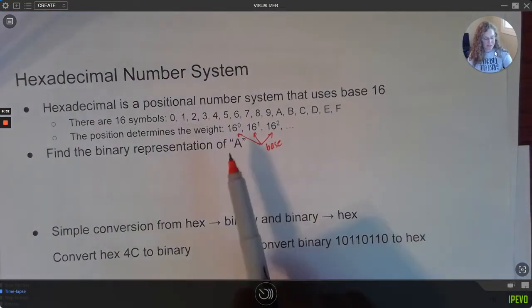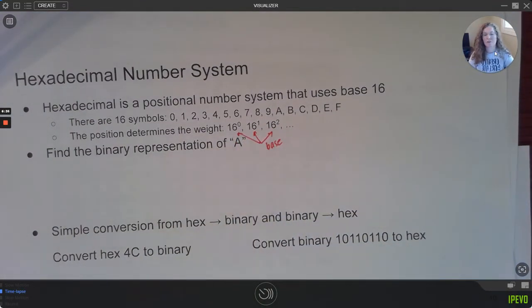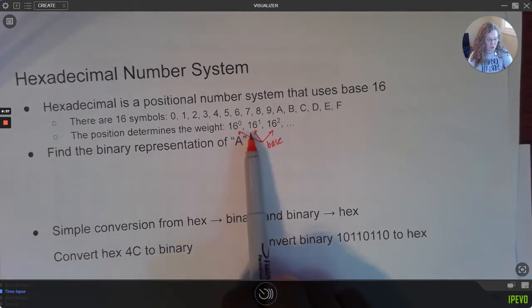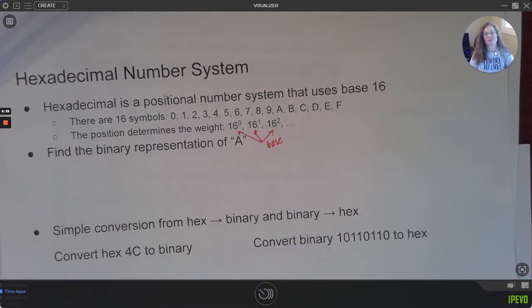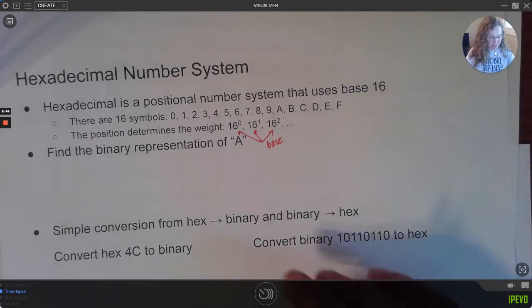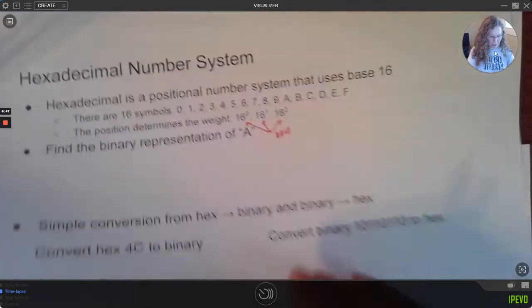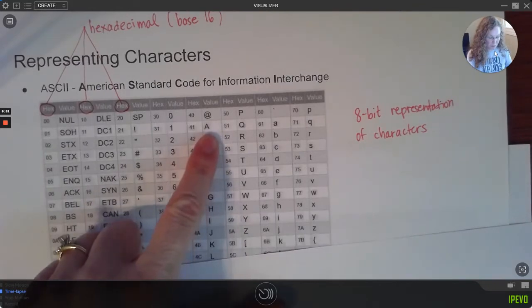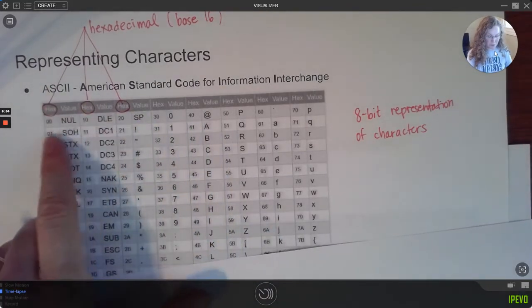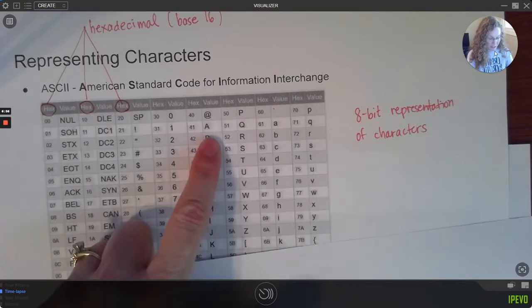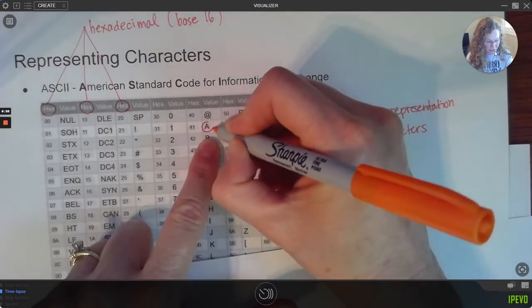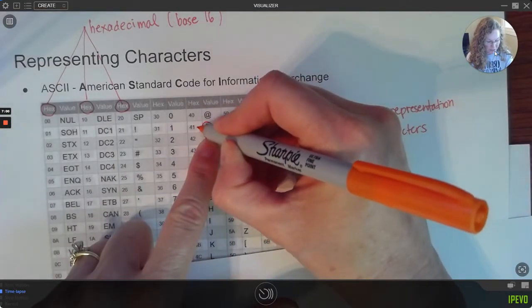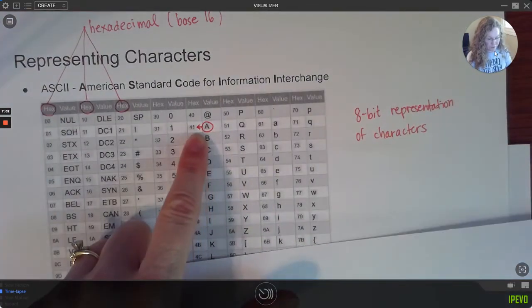Remember, we had 10 here when it was the decimal system. We had 2 here when it was the binary system. Since this is base 16, we have to put 16 there. Okay, so let's say we wanted to find the binary representation of A. As I mentioned, normally we would go to this table in hexadecimal and find the letter A. Here's capital A, and that has a hex value of 41.